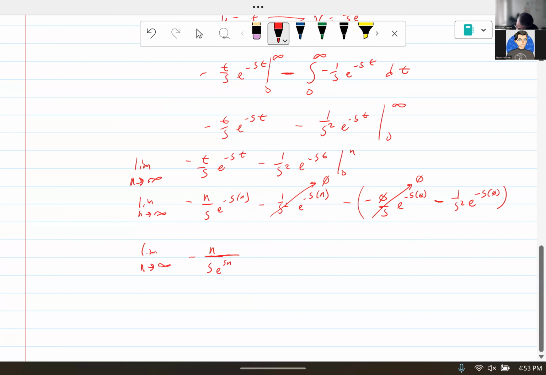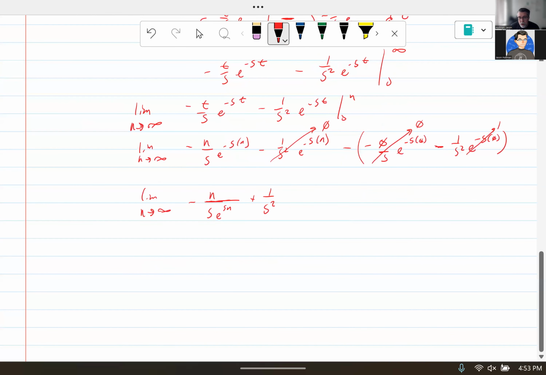Okay, and then plus 1 over s squared. This just goes to 1, so that's just plus 1 over s squared. Okay, so I really need to know what's happening with this guy, and we're going to use L'Hopital's rule to help us solve that.